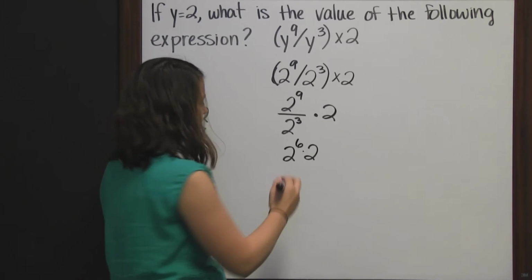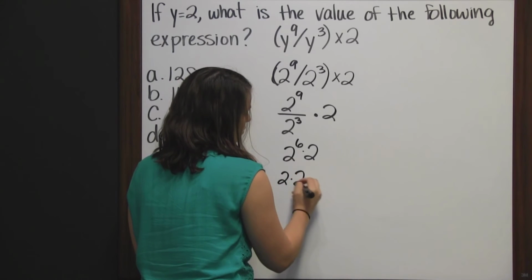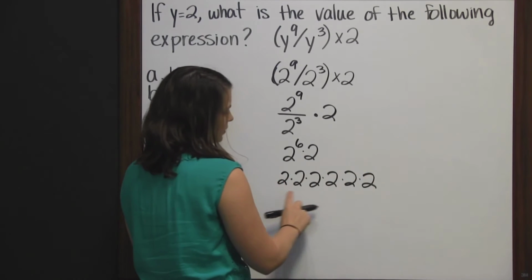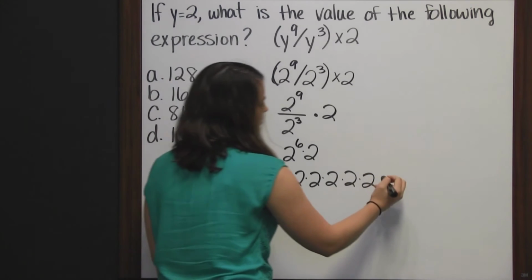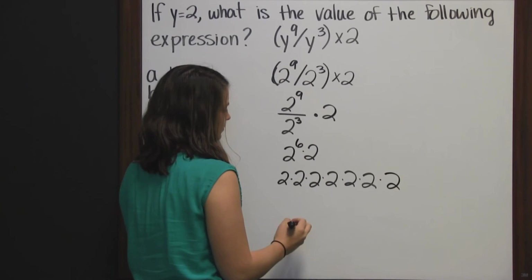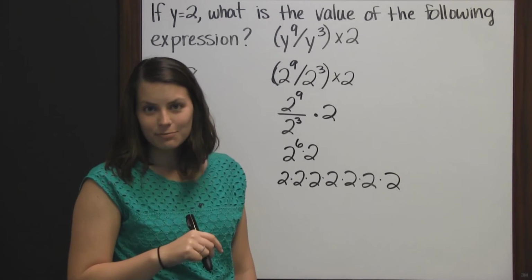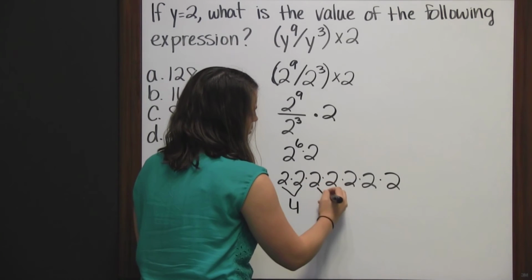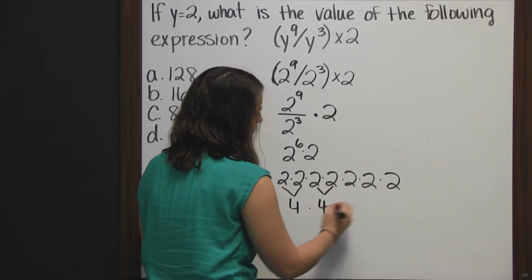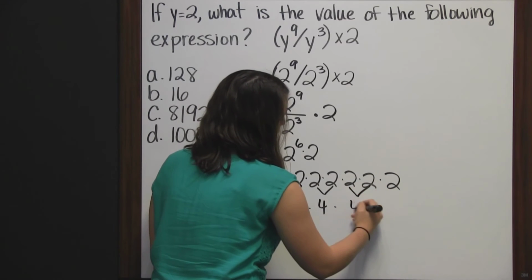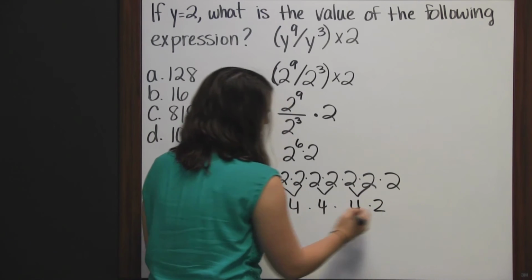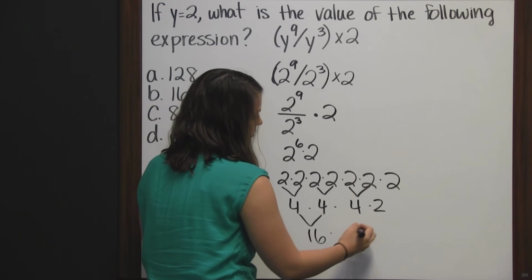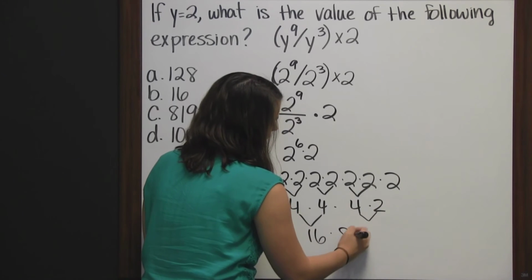2 to the 6th is 2 times 2 times 2 times 2 times 2 times 2. So 2 times itself 6 times, and then times 2. So all we have to do is multiply all these 2's. 2 times 2 is 4. 2 times 2 is 4. 2 times 2 is 4. And then times 2. 4 times 4 is 16, and 4 times 2 is 8.